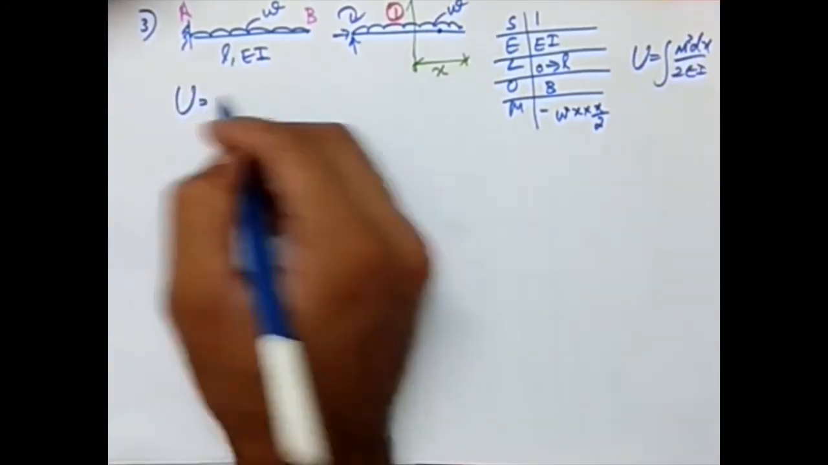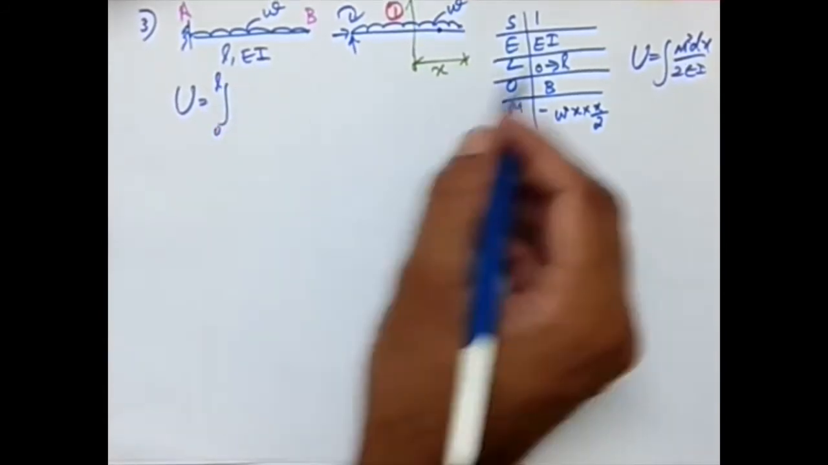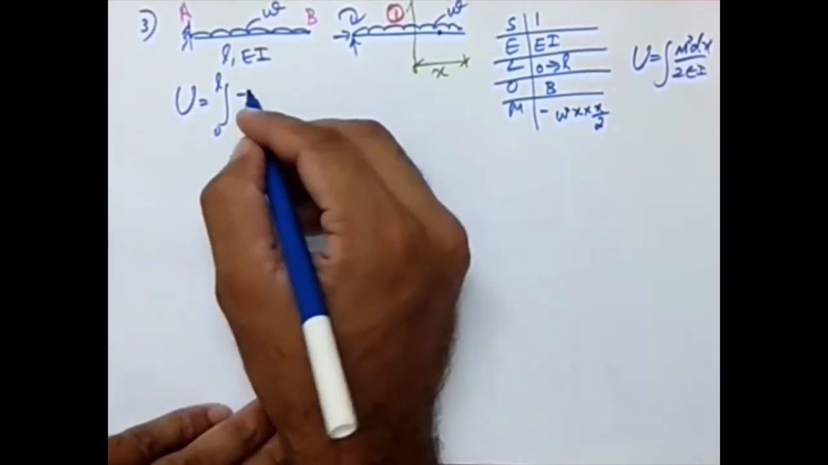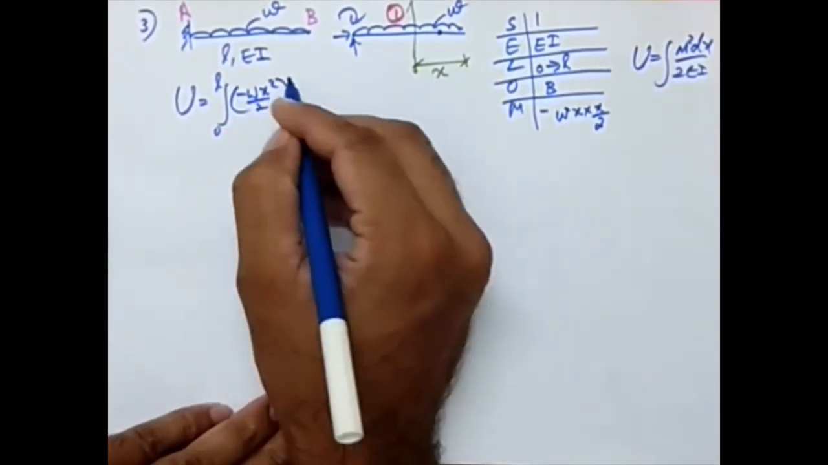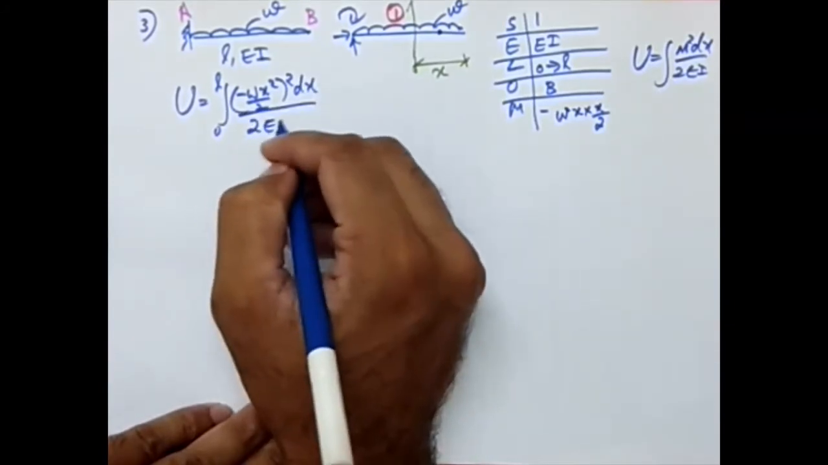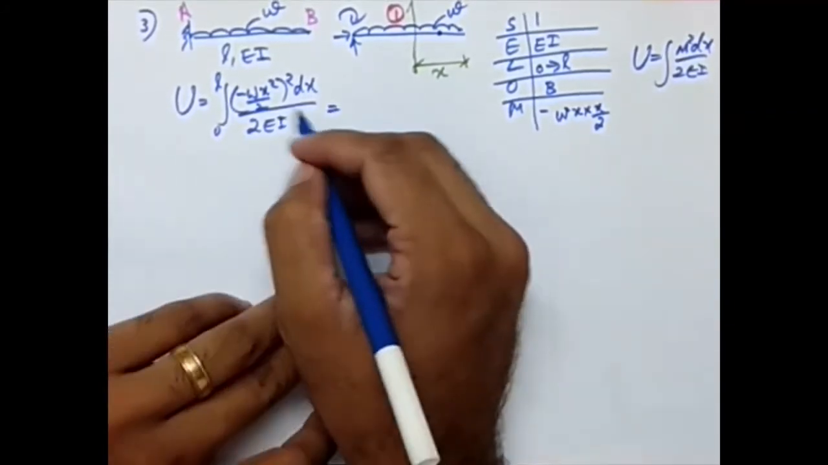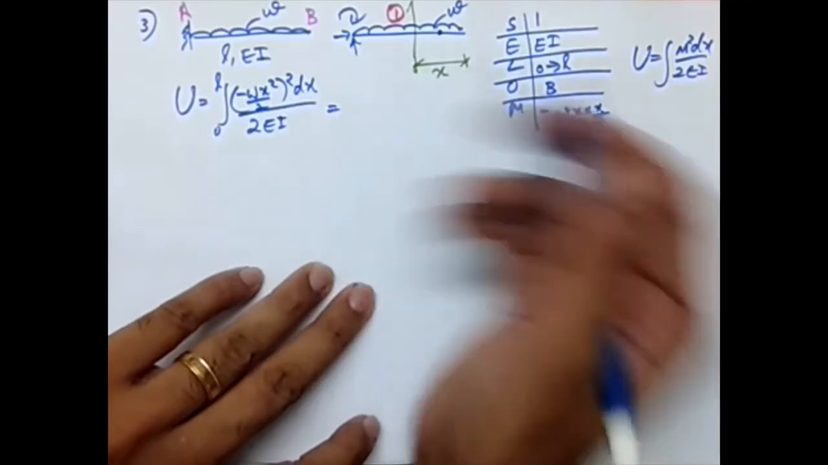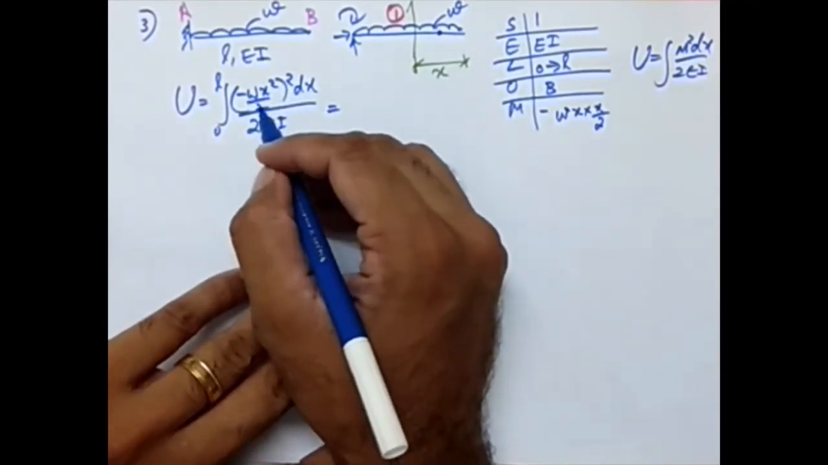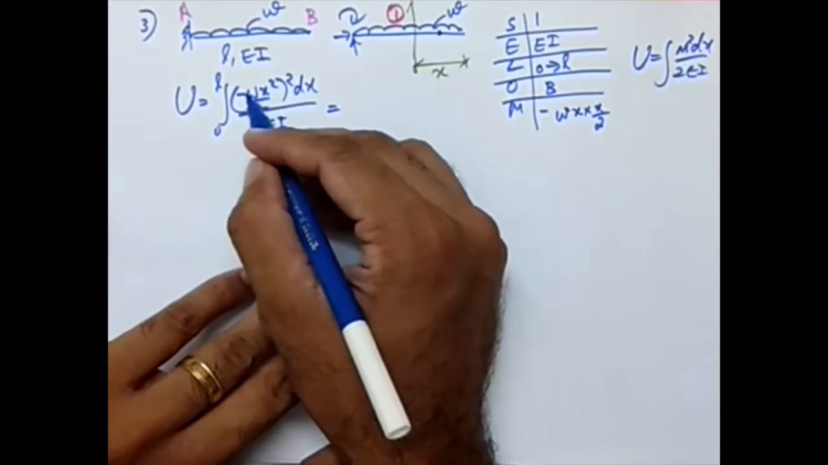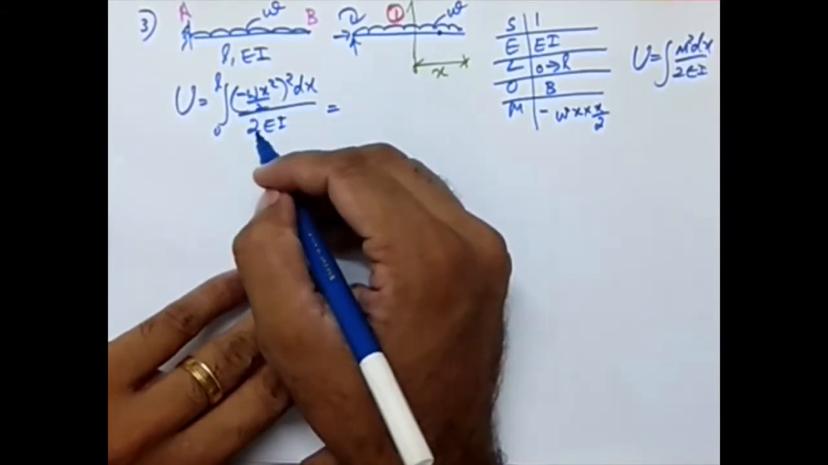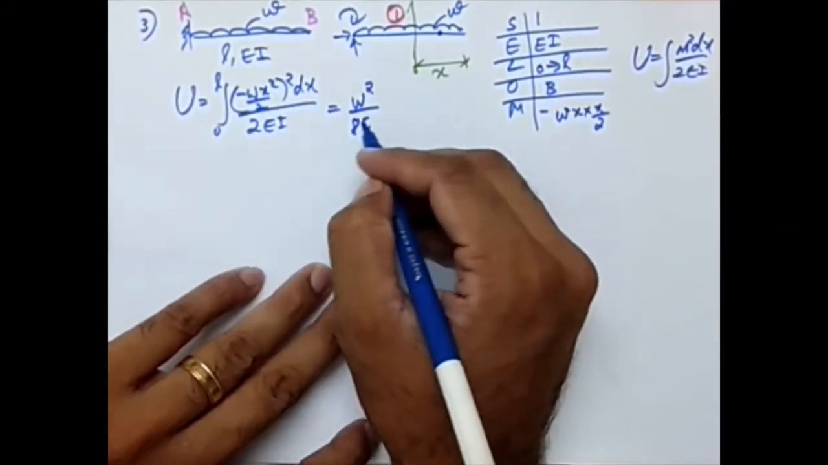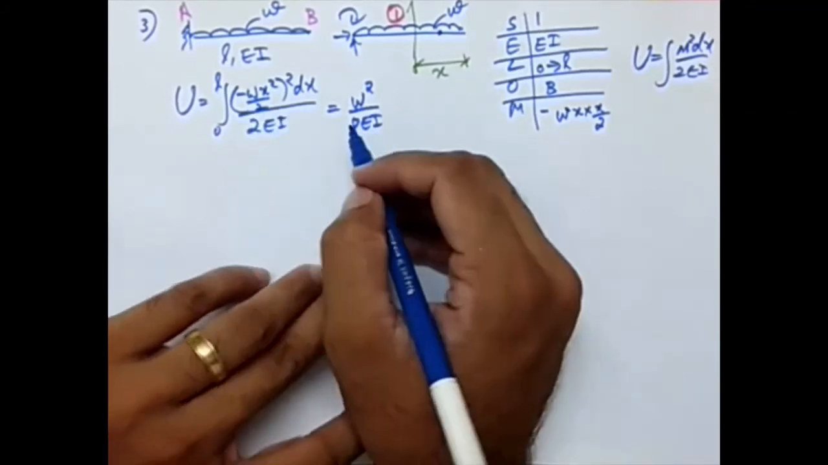I'm doing it here. So U equals the integral, the limit is 0 to L, just one segment, and the M value is minus wx square by 2, minus wx square by 2 whole square dx by 2EI. Okay, so I can take the constant terms outside. The square of minus becomes positive, so w square by 4. w square by 4 is the constant that is coming from the numerator, and 2 comes from the denominator. So it becomes w square by 4 into 2, that is 8EI. That is the constant part coming out from it.